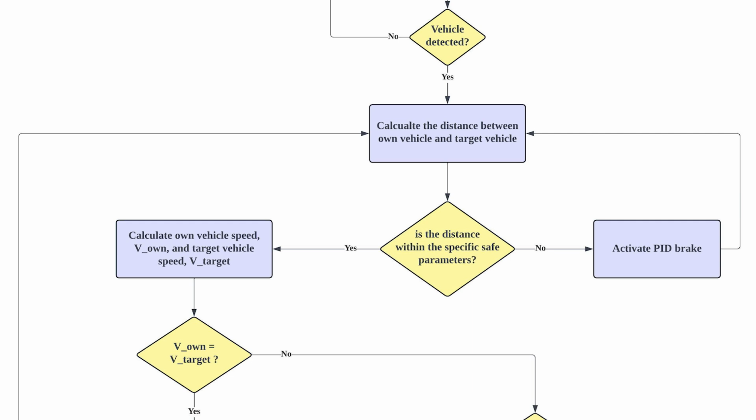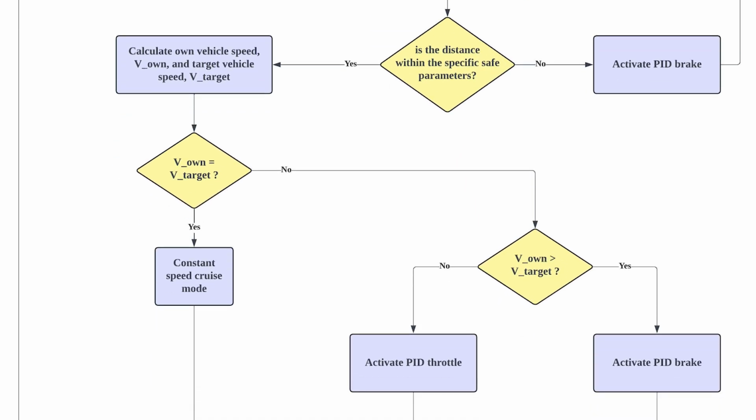a safe level. Once the distance is within the safe parameters, the system then calculates the speed of both our vehicle and the detected vehicle. If our vehicle speed is higher than the detected vehicle's, the PID brake is applied to match the target vehicle speed. Conversely, if our vehicle speed is lower than the detected vehicle's, the PID throttle is activated to increase our speed to match the target vehicle.